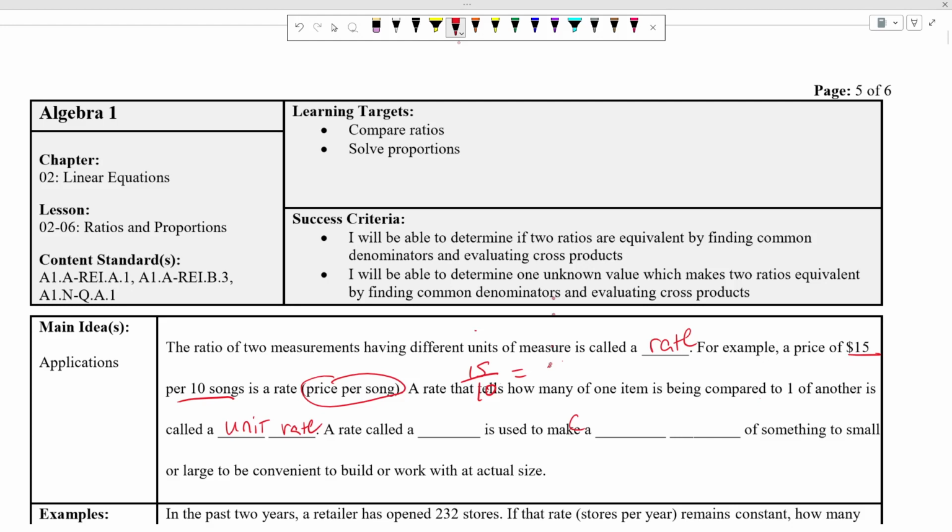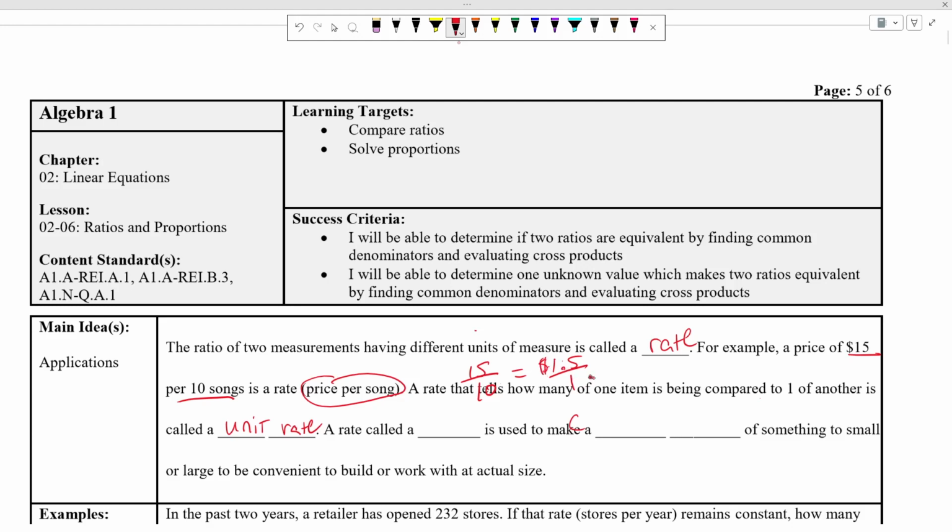That is, let's see here. It's 1.5, or you could say also 3 halves, yeah, you could say 1.5, sure. 1.5. So what I'm saying here with unit rate is basically the cost for each one song. So the cost for each one song is $1.50.